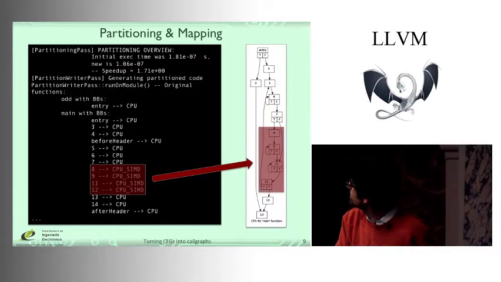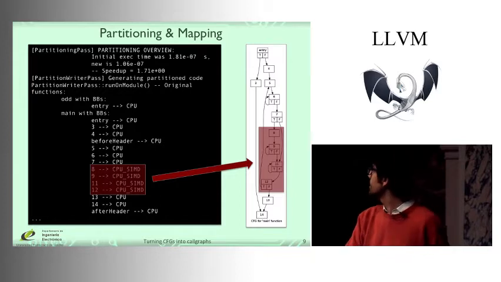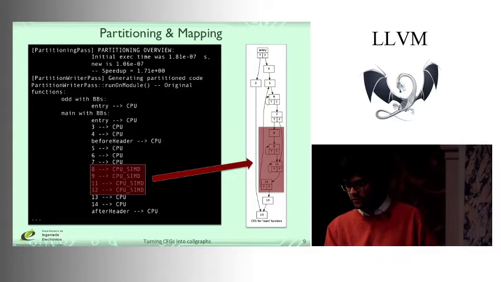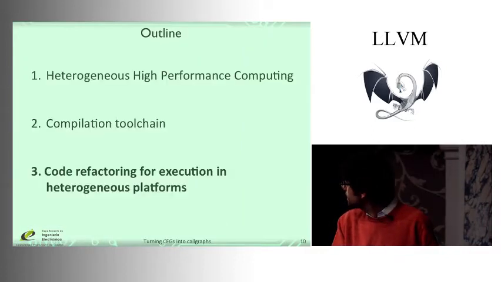Okay, so this is how the partitioning stage looks like in a function. You can see here that there are several basic blocks mapped to the CPU, and other basic blocks are mapped to a CPU with SIMD capabilities, which means that we can execute vector instructions on it. So how do we turn this control flow graph to the right into something executable in a heterogeneous architecture? This is the aim of the code refactoring stage.